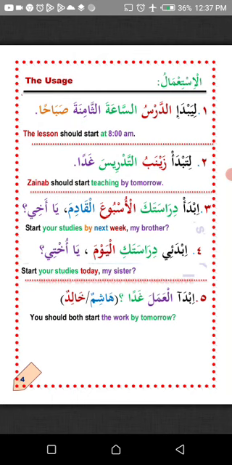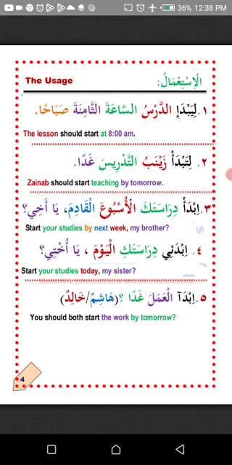Number three: ابدأ دراستك الأسبوع القادم يا أخي. ابدأ دراستك, start your studies. الأسبوع القادم, by next week. يا أخي, my brother.